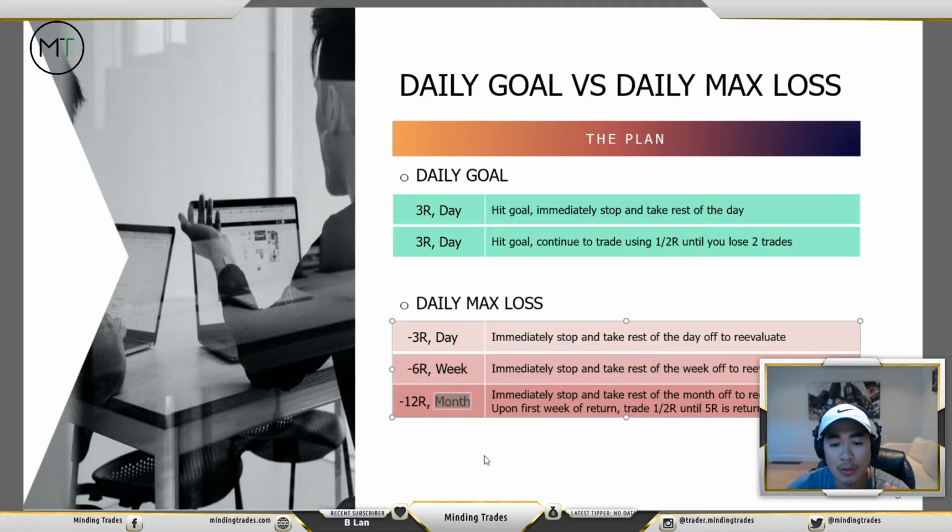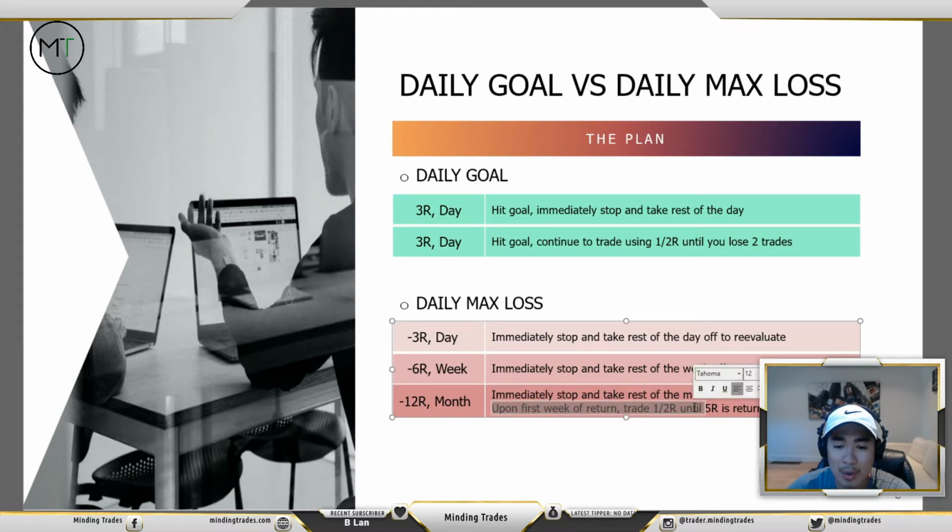Now, let's move on to the month. If you're down 12R for the month, you're immediately going to stop and take the rest of the month off. Even if you hit -12R within the first week, you're taking the remainder of the month off to reevaluate what you did wrong, because something is going wrong and you definitely have to switch something up.